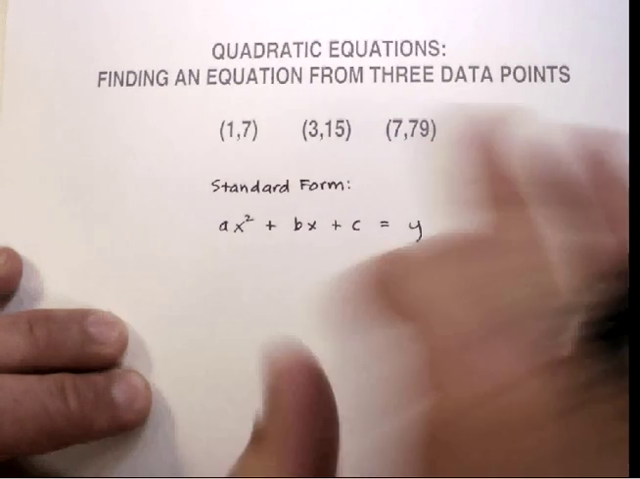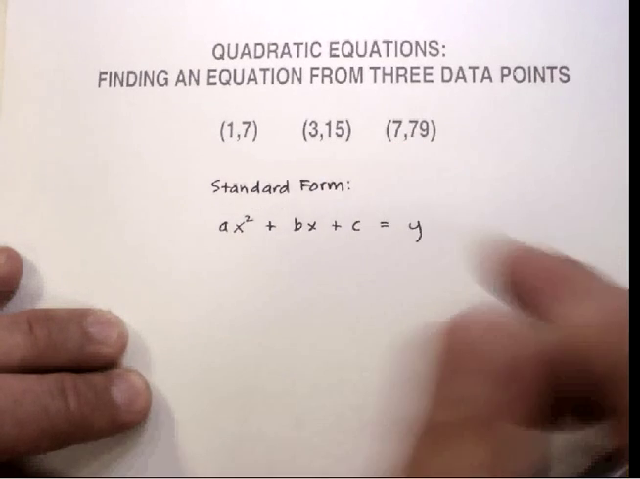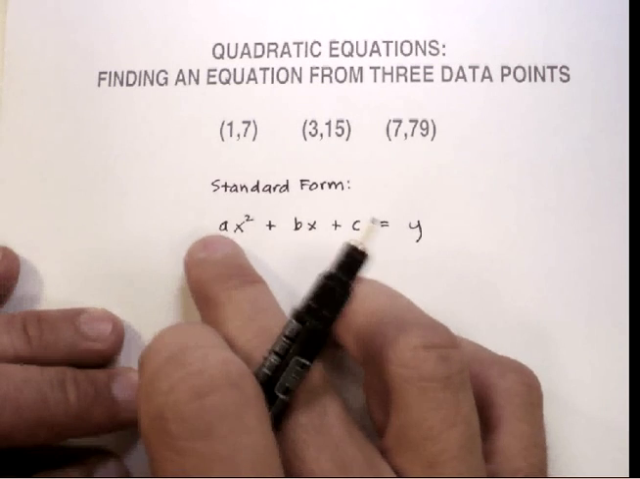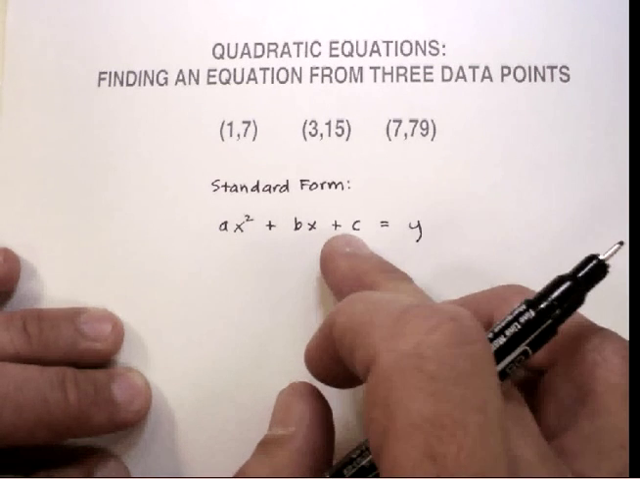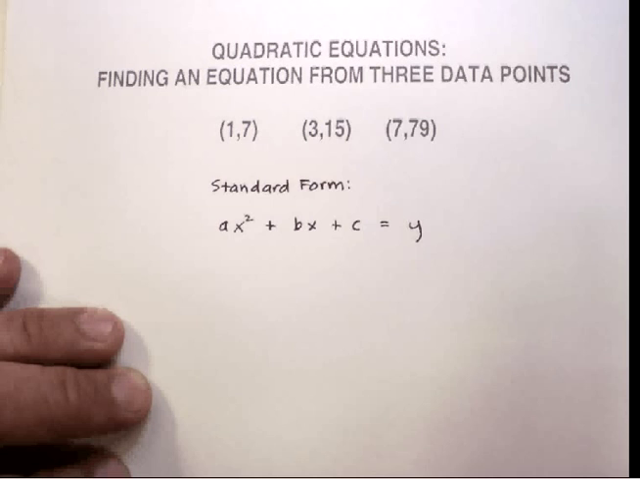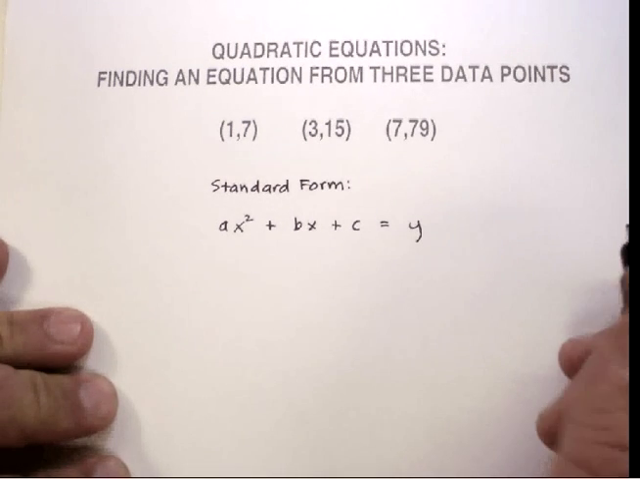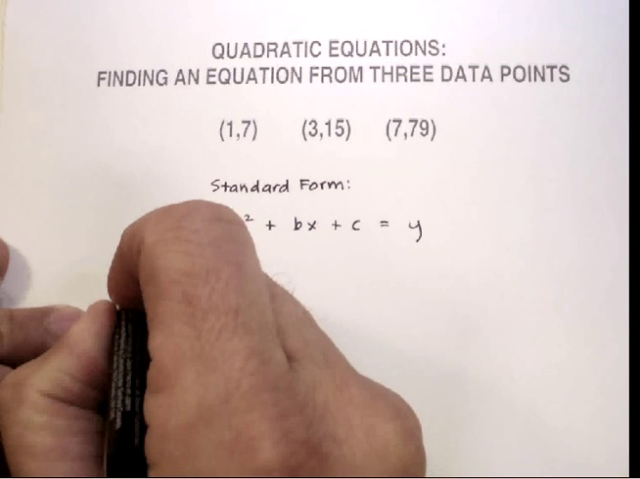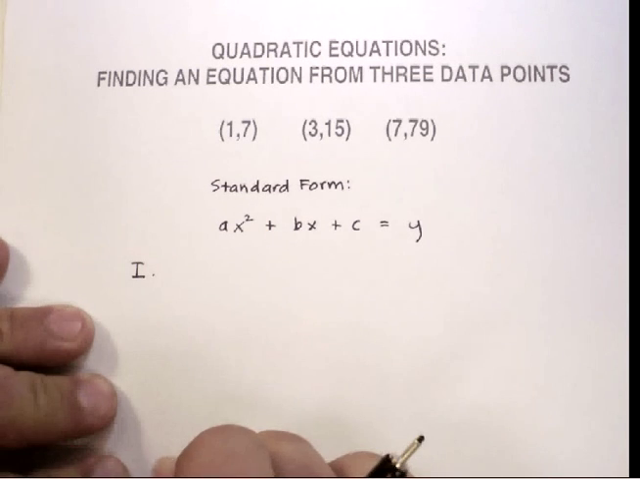So what is that common equation that fits all three of those points? That's what we're trying to find. And by doing that, we need to find the a, the b, and the c. This time we're going to find that equation using a TI-84 calculator. Okay, so let's go ahead and start our problem.